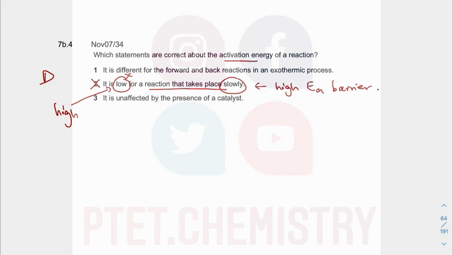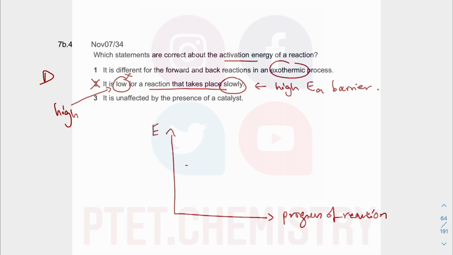If we just check, the activation energy of a reaction is different for forward and backward in an exothermic reaction. If I have a reaction profile diagram, I will have energy and progress of reaction, so a different kind of graph, different axes. And you have an exothermic reaction. So you have your reactant, and then it goes to product. From your reactant to your product, the enthalpy change is exothermic. That's why it goes down. Your reactant lost energy to the surroundings, and your product will have lower energy than the reactants.